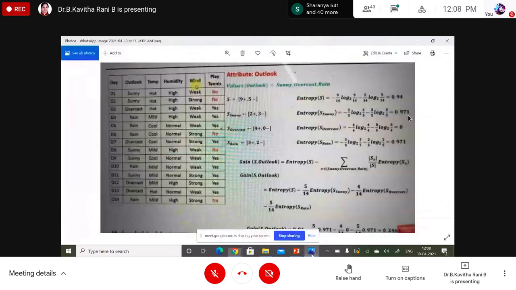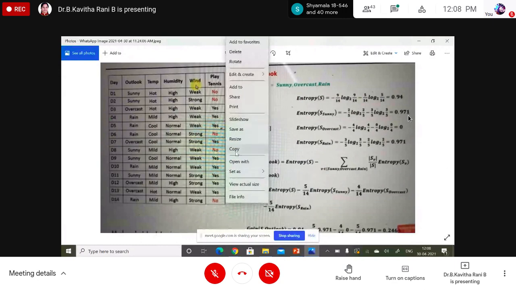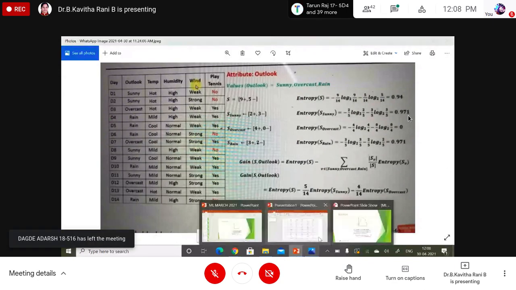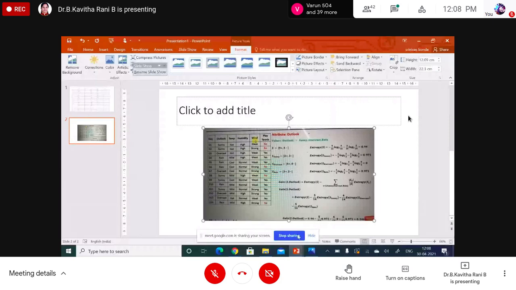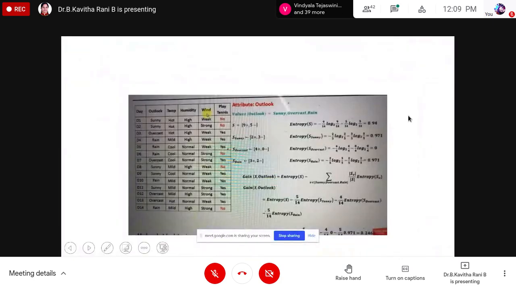So here, 2 plus and 3 minus. Now what you are doing, you are finding the entropy for an individual attribute outcome, one outcome in the sunny. Here, outlook has 3 outcomes: sunny, overcast and rain. Now take the first, sunny. Sunny has 5 total values. In play tennis, there are 2 yes and 3 no.